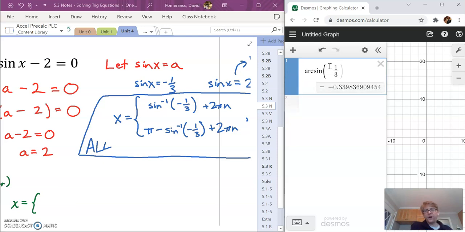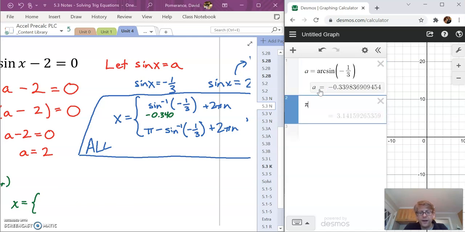It's a decimal value. It's approximately negative 0.340, I guess. Approximately negative 0.339, but that 8 makes the 39 round up to a 40. And then if we look at pi minus that answer, I'll call this A, and then I'll do pi minus A. And then this is going to give us the answer 3.481. That one doesn't change because of the rounding.